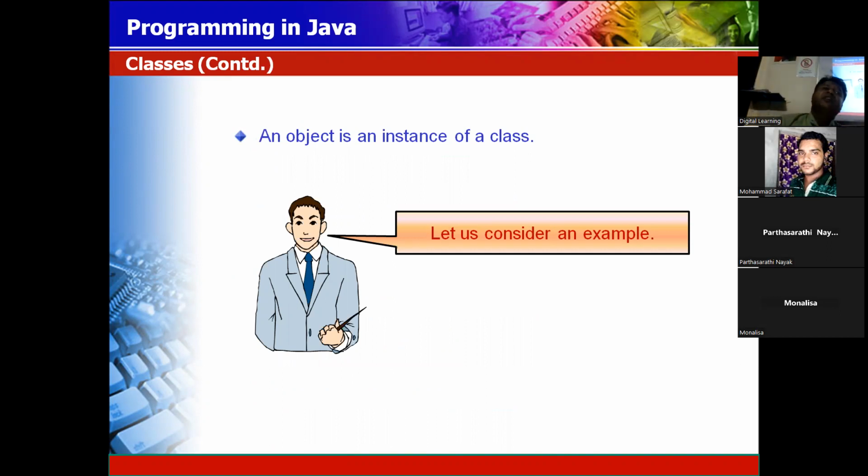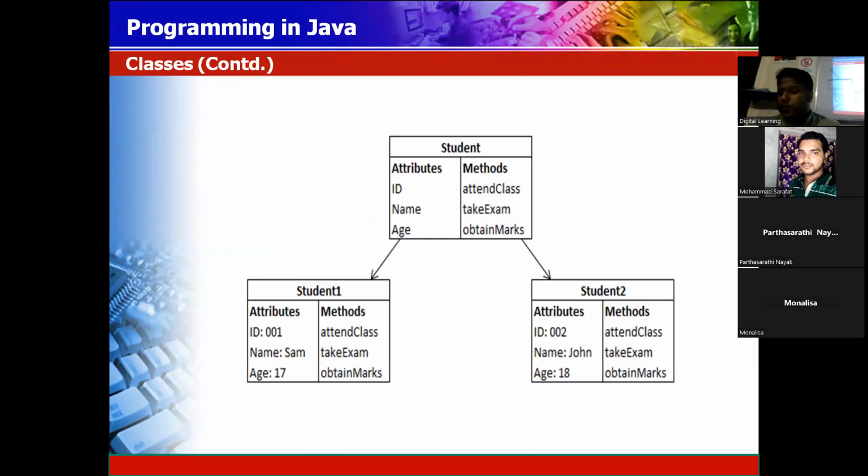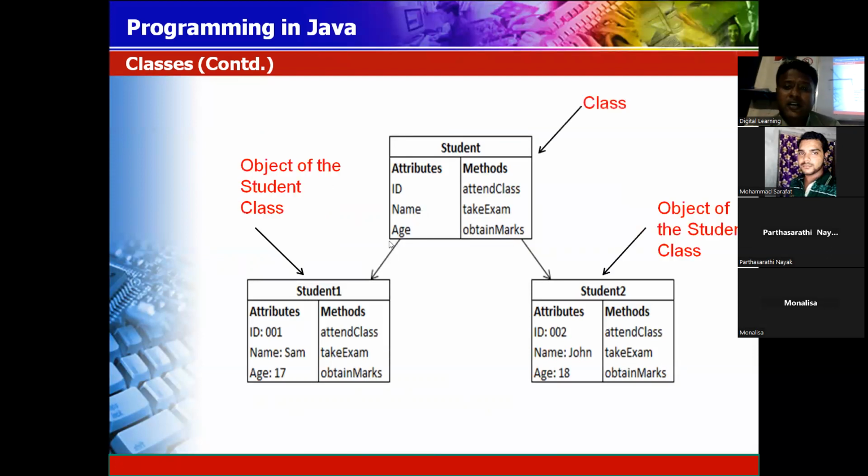An object is called the instance of a class. So if it is a Java class, we are part of the class or an instance of the class. The object is called the instance of the class. Suppose if you take an example, if Student is a class, then student 1 and student 2 are called the instances of the class.